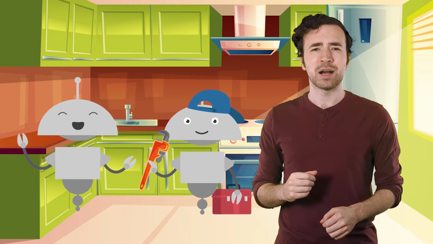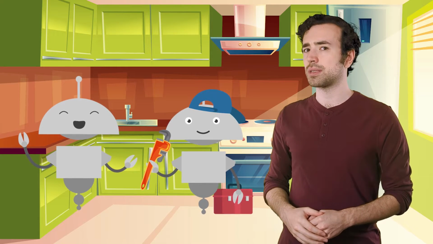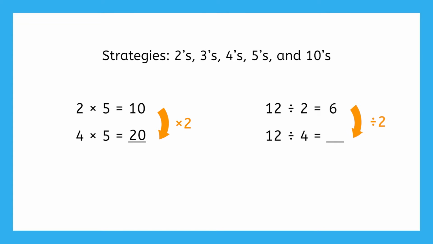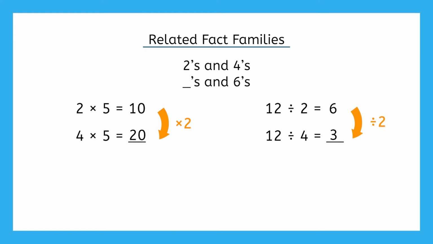Huh. I wonder which fact family could help us with our 6's. So far, we've learned strategies to help us master our 2's, 3's, 4's, 5's, and 10's. With Forrest, we learned that knowing our 2's can be helpful when trying to multiply and divide by 4. For example, we can multiply by 2 and then double our product to help us multiply by 4. Or divide by 2 and then split our quotient in half to help us divide by 4. Do you think there's a related fact family that could help us in a similar way with our 6's?